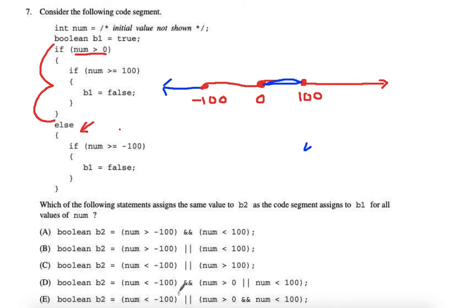So num is less than negative 100. Well, that doesn't work here. It doesn't work here. And then num is in between 0 and 100. That looks like answer choice E.